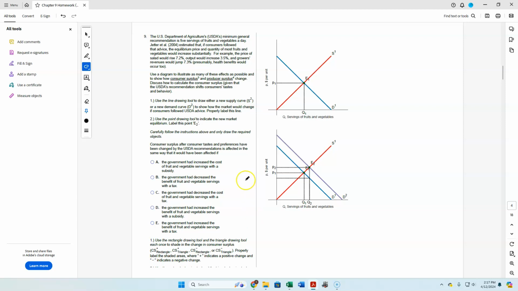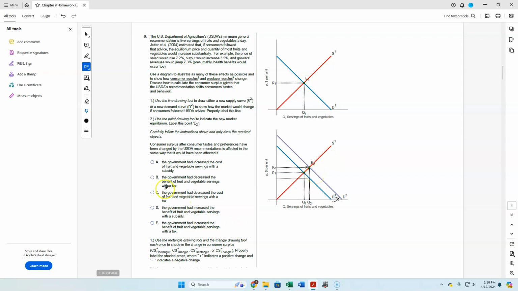Well, if the government is providing these recommendations and essentially telling people to eat more veggies, right? Fruits and veggies, it shifts out the demand curve in this way.